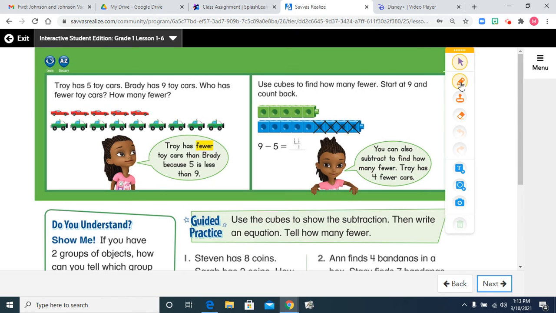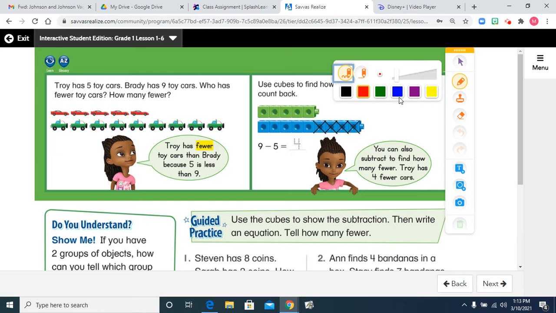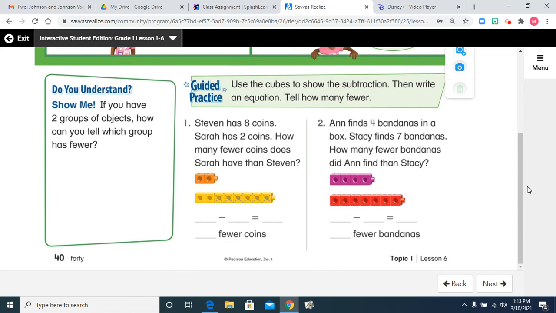Page 40. All right, let's read the directions at the top to figure out what we have to do for numbers 1 and 2. It says use the cubes to show the subtraction, then write an equation. Tell how many fewer. All right, number 1 says Stephen has 8 coins. Sarah has 2 coins. How many fewer coins does Sarah have than Stephen?